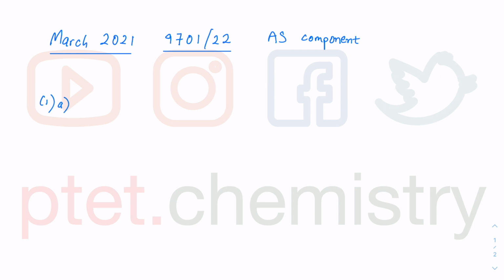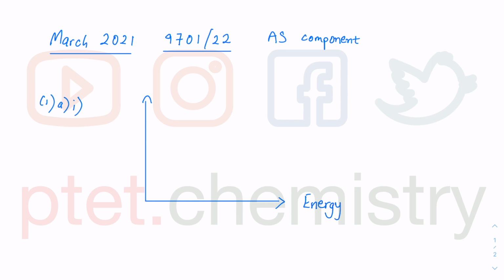Question 1, part A1 is about drawing a curve on the axis. So you're provided the empty axis. So I'm just going to draw the empty axis. This is a Maxwell-Boltzmann distribution diagram. A Maxwell-Boltzmann distribution diagram requires you to label the x-axis as energy.